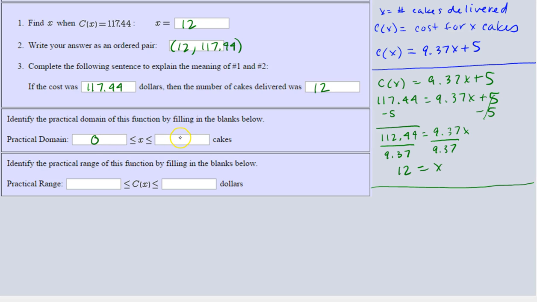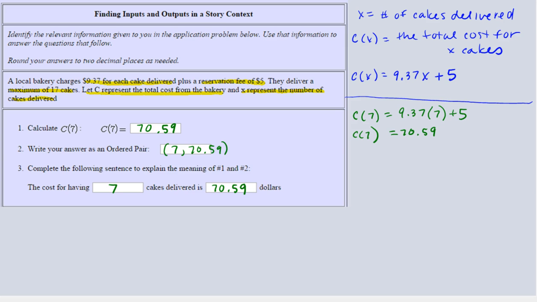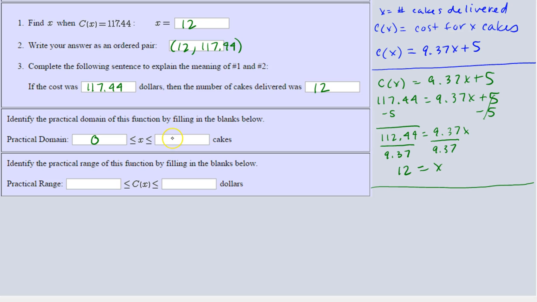Okay. And then the maximum number of cakes, if we look back at the problem, it said that the bakery delivers a maximum of 17 cakes. So that will be our maximum input value. So the number of cakes you can have delivered varies between 0 and 17. Now the range is going to be all the values you could pay for 0 to 17 cakes. So the least amount, of course, is going to be if you have 0 cakes.